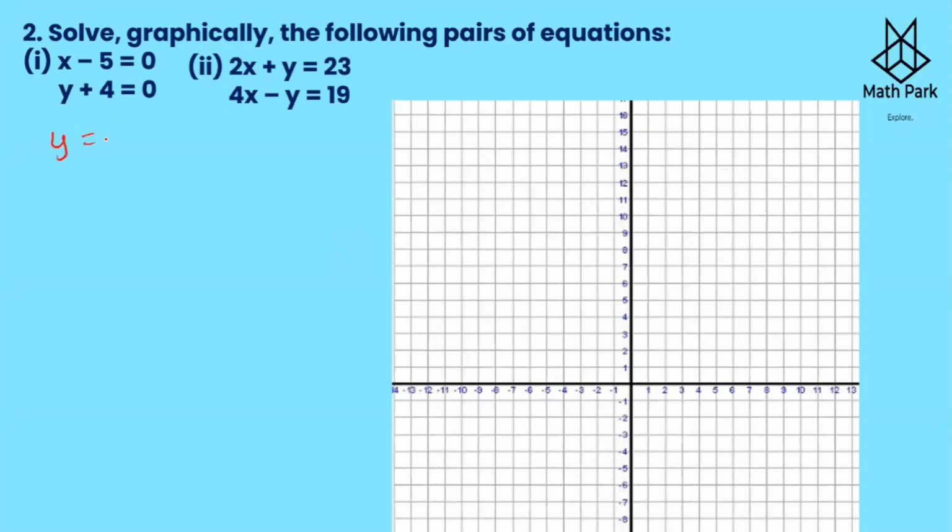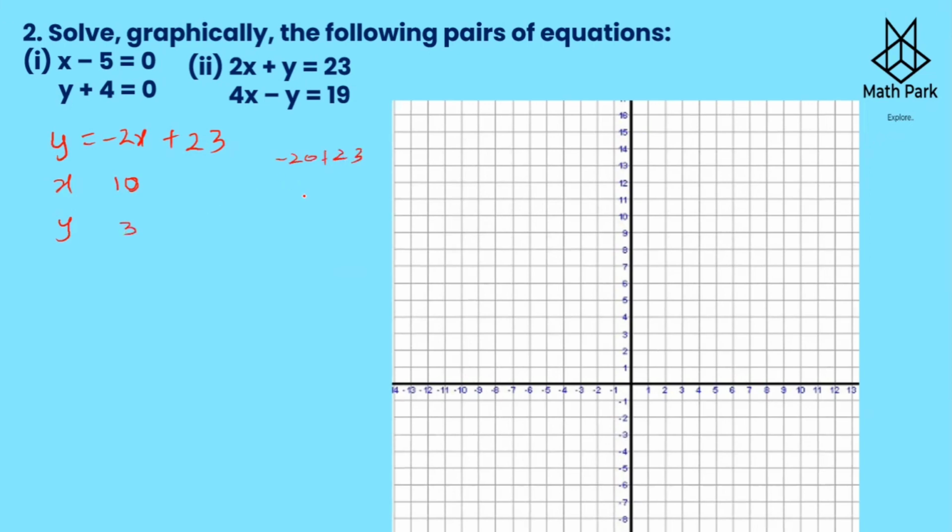In the second question, let us make y the subject. So y is equal to minus 2x plus 23. So let us take the points x and y. If you take x is equal to 10, 10 times 2 is 20, minus 20 plus 23. That is minus 20 plus 23. You get this as 3.